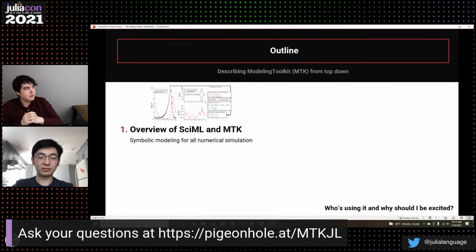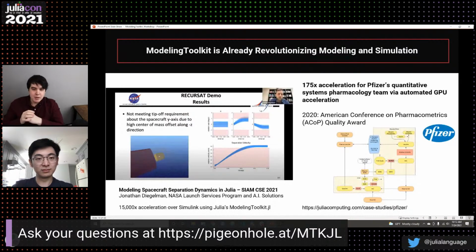So now let's start on the big overview of the SciML libraries and Modeling Toolkit. Let me start with the first question that everyone has to ask, which is, who's using it and why should I be excited, right? There's this weird thing that Chris is saying everyone should use, but why should you, as a potential modeler, think that this is something that could improve your modeling workflows, right?